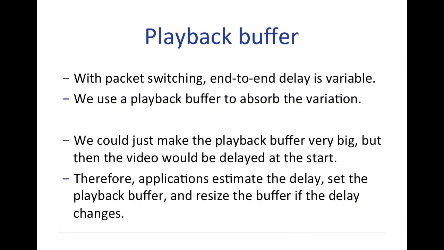So in summary, with a playback buffer, when we have packet switching, end-to-end delay is variable. We use a playback buffer to absorb the variation. We could just make the playback buffer very big, but then the video would be delayed at the start. That was the time that we were waiting from the first byte to arrive until we play it out onto the screen. If we were to make that buffer bigger, then we would have to delay the starting point of the video, which would be kind of annoying when we're watching our videos. So applications try to estimate the delay from the server to the laptop, set the playback value, and then resize the buffer if the delay changes.